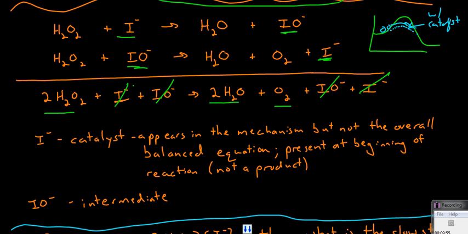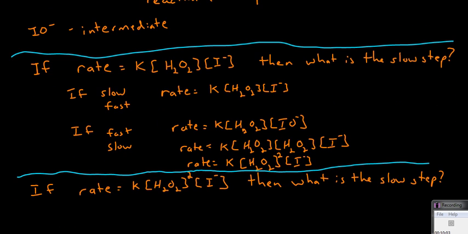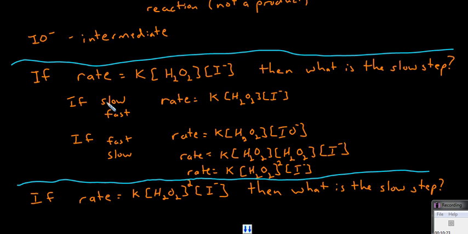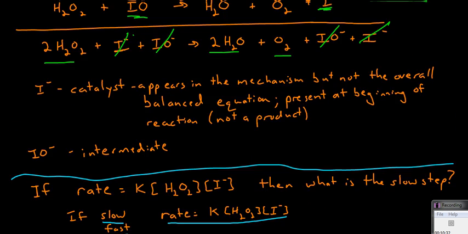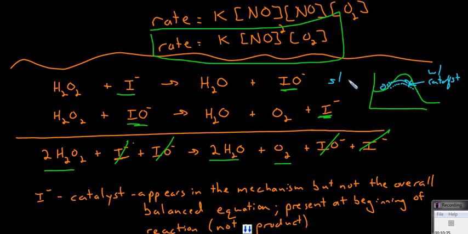Now, let's talk about rate laws again. It's said that the rate law is equal to k times the hydrogen peroxide concentration times the iodide concentration. If that were the case, then which is the slowest step, the first or the second one? To solve this problem, you have to say if you had the first step slow and then the second step fast, then the rate law would be equal to the following. We know this because if we had a slow step here, then we would just say the rate law is equal to the concentrations of the reactants in that slow step. So rate would be equal to k times hydrogen peroxide times iodide.